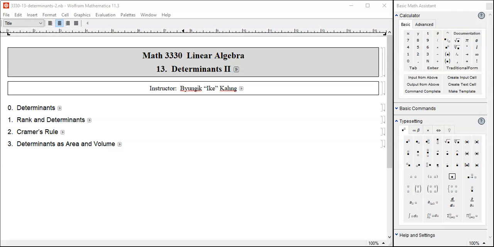Hello students, let us begin Module 13, Determinants 2. As the title suggests, this is a continuation from the previous module, so let's begin with a review. How did we define determinants?